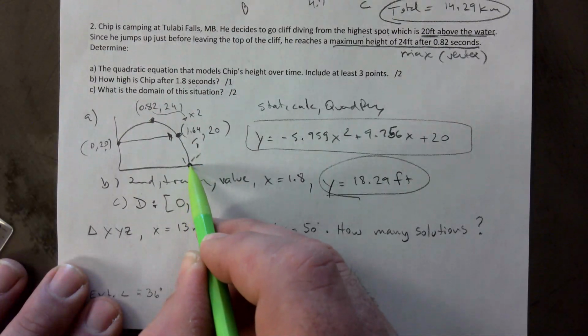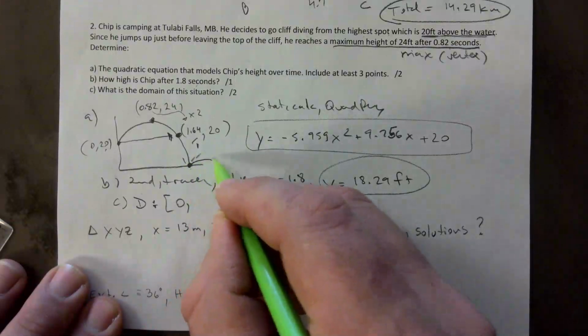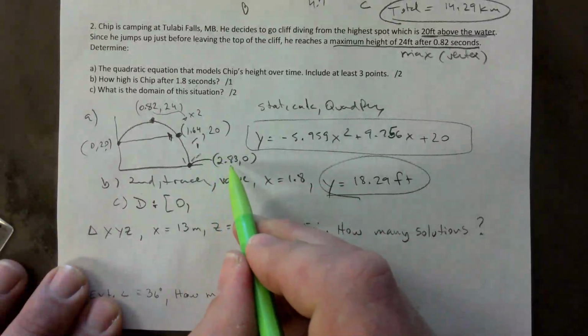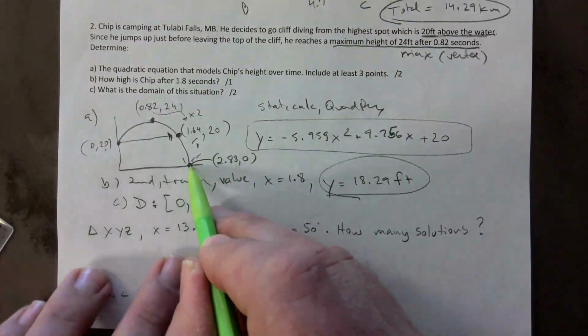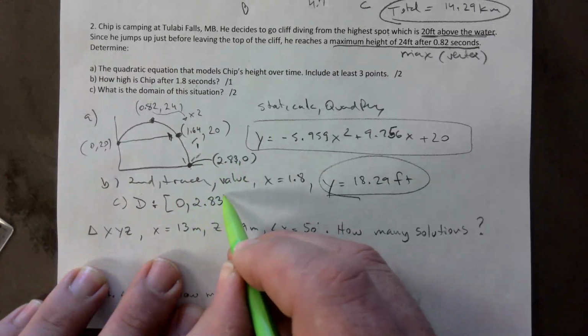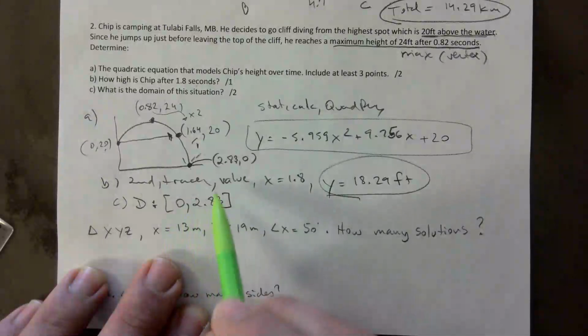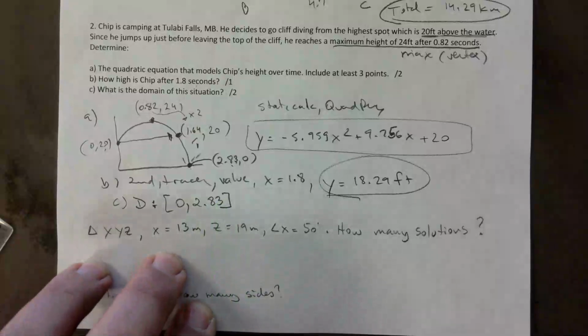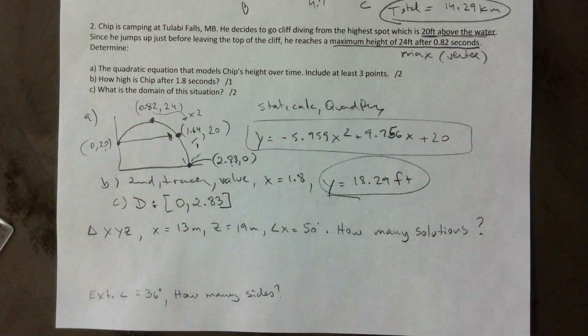So it requires some extra work. This point is 2.830, right? It takes 2.83 seconds to get to that. You have to find it using the x-intercept. And so this would be the domain in this situation, at the time where you splash into the water. Okay, so there we go.